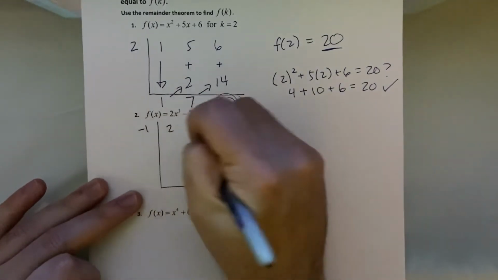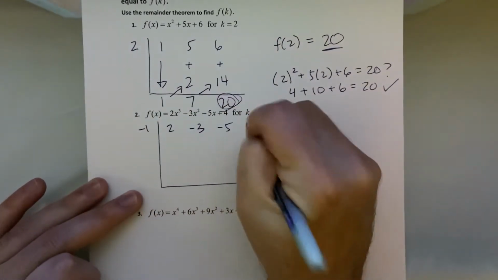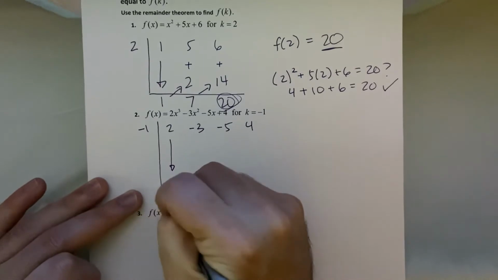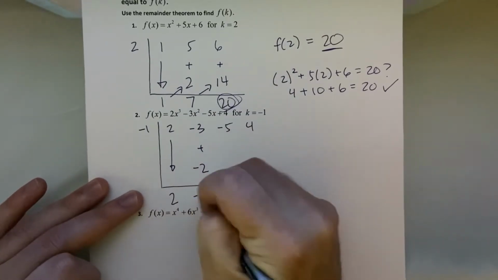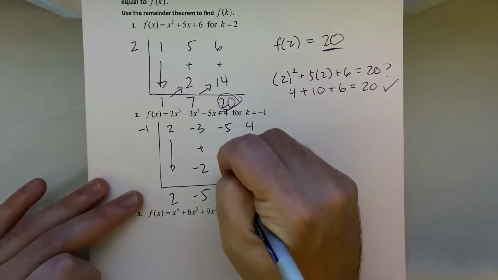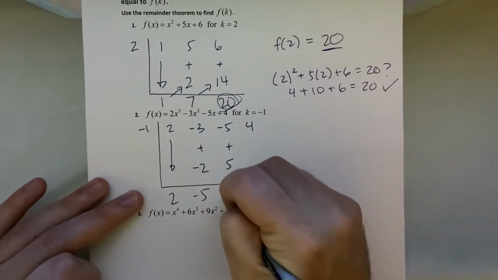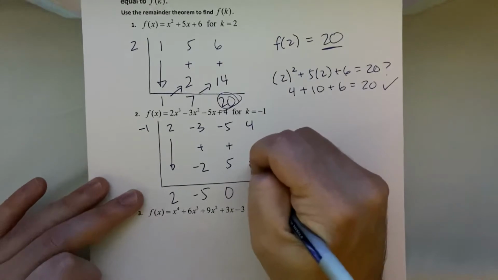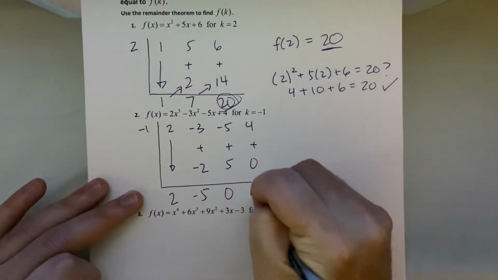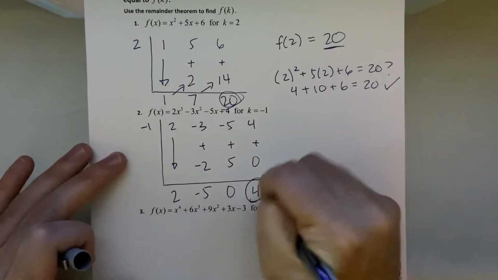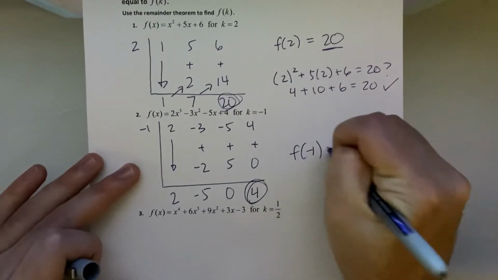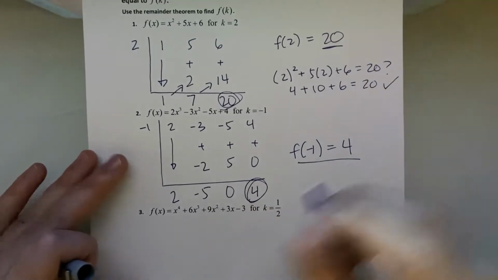-1, 2, -3, -5, 4. 2 times -1 is -2. That makes -5. -5 times -1 is +5. So then when I add these, I get 0. 0 times -1 is 0. So the 4 is just going to come down when we add. So again, that means f of -1 equals 4, because that's our remainder.